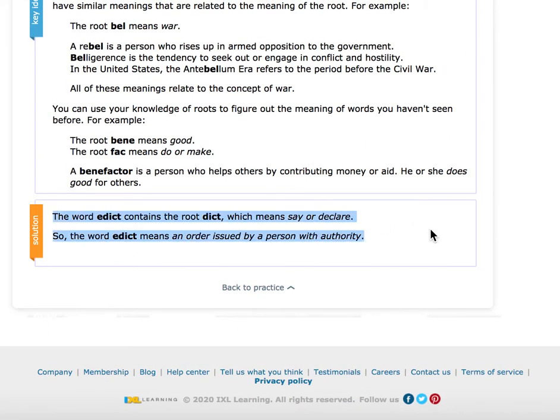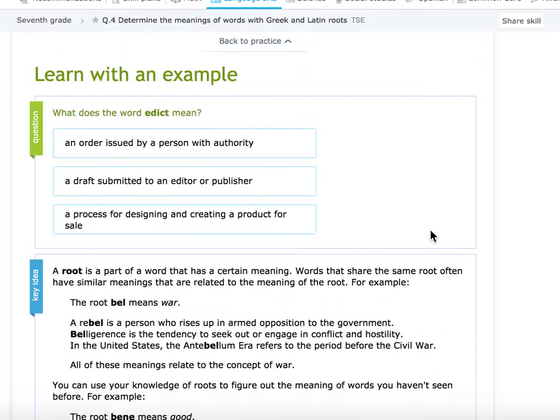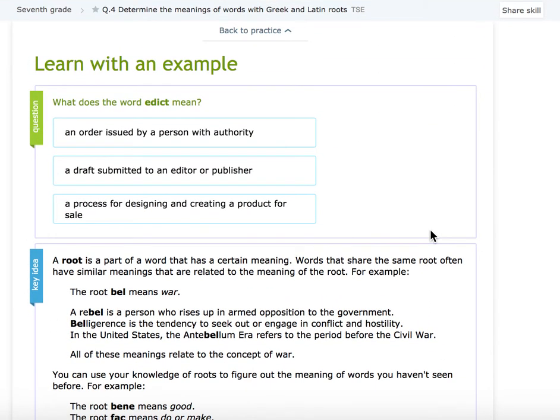I'm going to go down to the solution. Yep, it means say or declare. That's what it is. You are going to have to really know your Greek and Latin roots in order to get these questions right and get to that SMART score of 90. You can Google common Greek and Latin roots and find a list. You're going to want to make flashcards or study those roots before you start this skill.